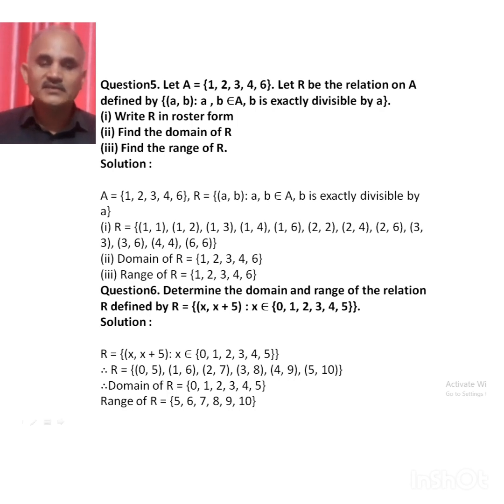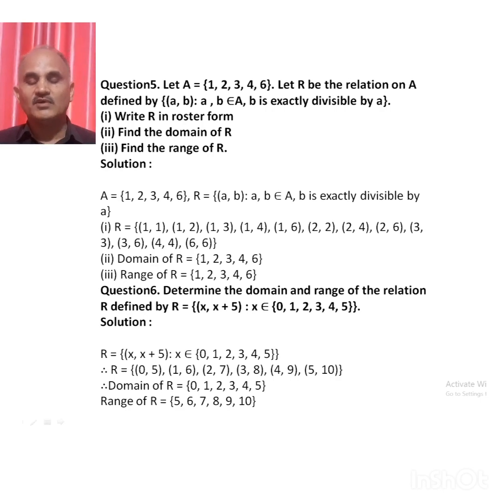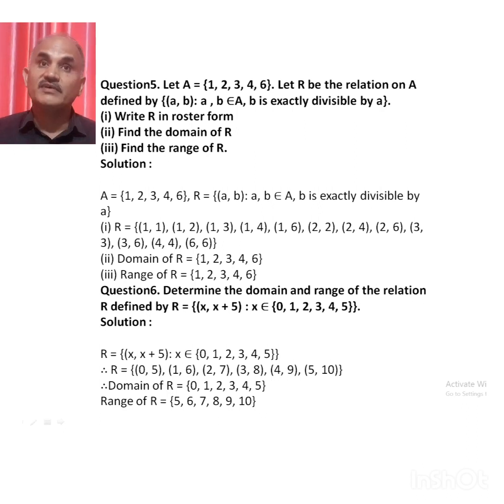Then we have to find R in roster form, write the R value in roster form, domain and range. Here A is equal to 1, 2, 3, 4 and 6. So the relation we developed, R: (1, 1), (1, 2), (1, 3). See, 1 is divisible by 1, 2 is divisible by 1, 3 is divisible by 1, 4 is divisible by 1. Similarly 6 is divisible by 1, 2 is divisible by 2, 4 is divisible by 2, 6 is divisible by 2 and so on. Then finally we can write 6 is divisible by 6.